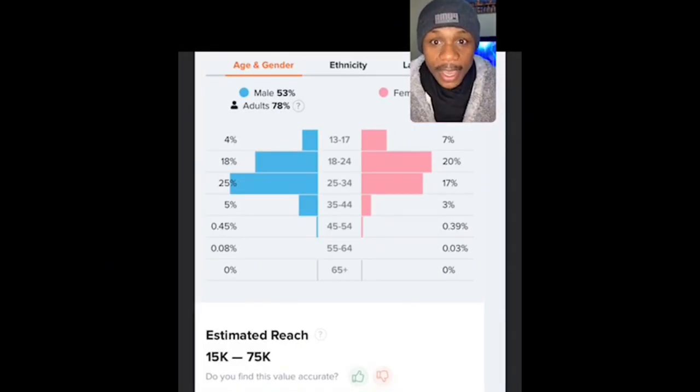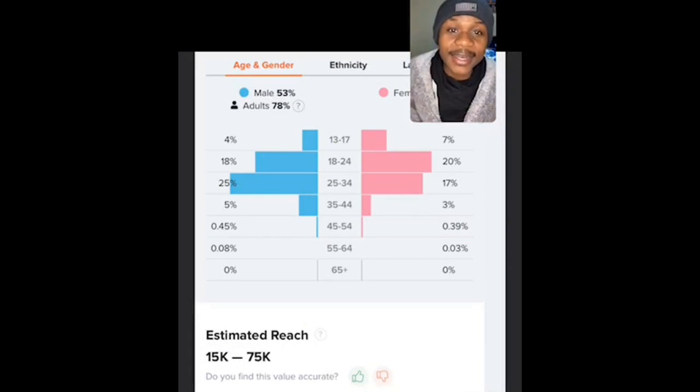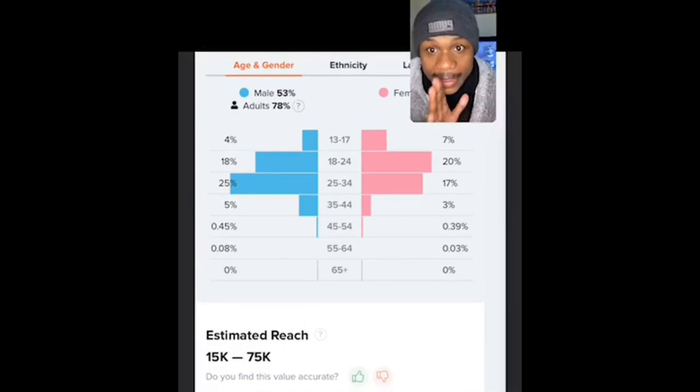For me, I've got 53% male and 47% female. So I have more guys than girls. Scary. It is scary. But anyway, this is what you have to know. And out of those 53% males, 78% are adults, which means they are older.